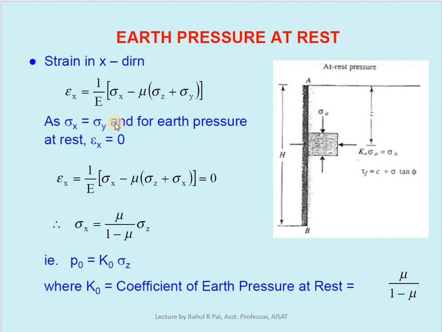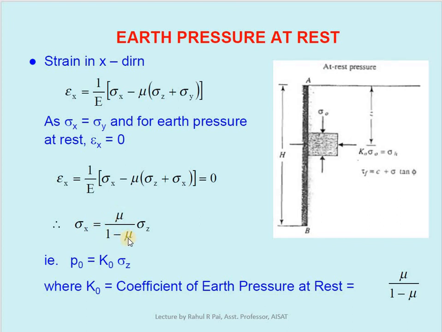The stress in the x direction as well as in the y direction are the same, and as a result there is no strain developed in the soil. So epsilon x is 0. So this equation, you equate it to 0, you finally get sigma x in terms of sigma z, because sigma x is equal to sigma y. So the lateral stress, sigma x, is obtained in terms of the vertical stress, sigma z.